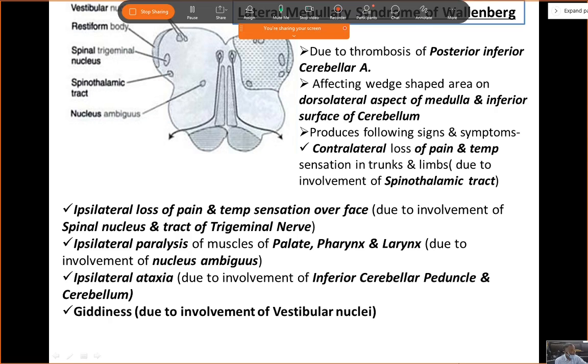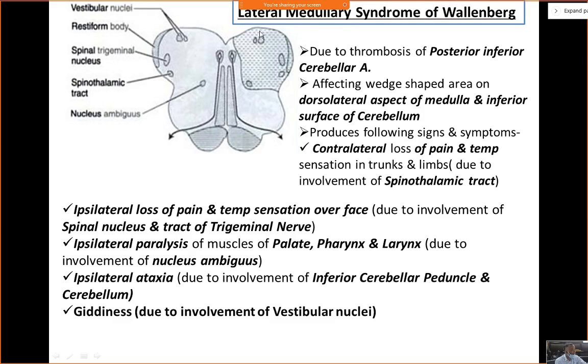So what will happen in lateral medullary syndrome? Already I have said that our posterior inferior cerebellar artery will be affected. So due to thrombosis of the posterior inferior cerebellar artery, which part of the medulla is affected? That is the posterolateral aspect. If right side, then the right side of the posterolateral aspect; if left side, then the left side of the posterolateral aspect of the medulla. Suppose right side, so here it is affected, because dorsally it is supplying the dorsal surface of the medulla.